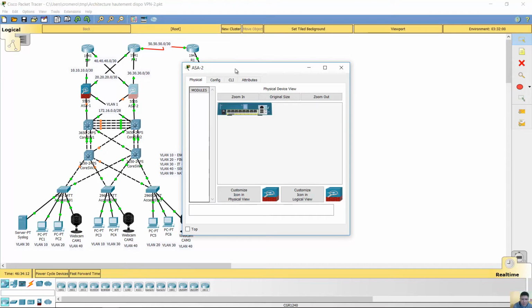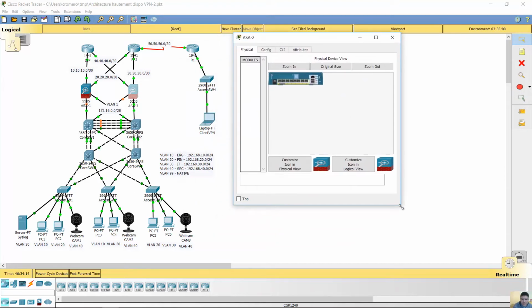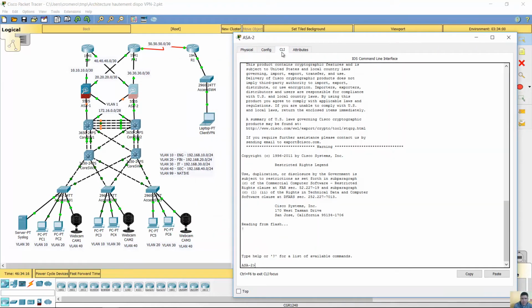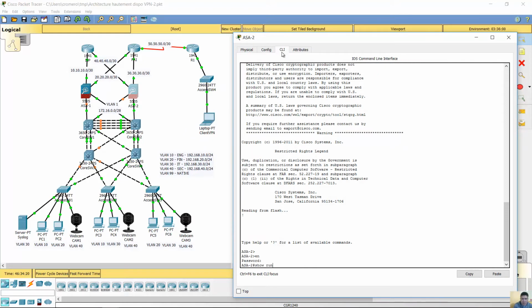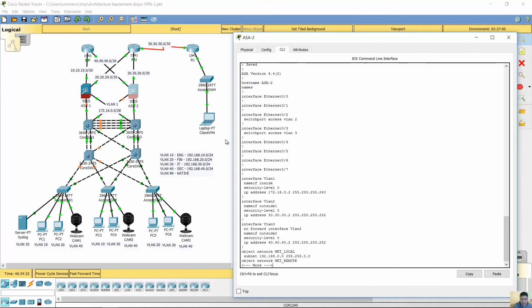Okay, and ASA2, enable, enter show running. Okay, ASA2 is IP2, on VLAN 1 on these two ports. VLAN 1 is implicitly included on these two ports.